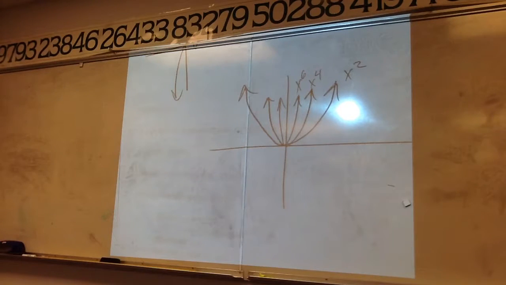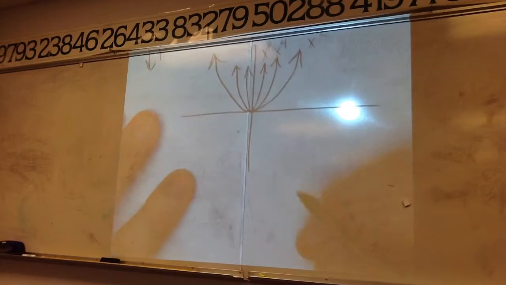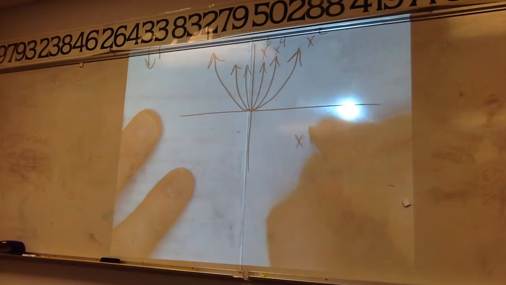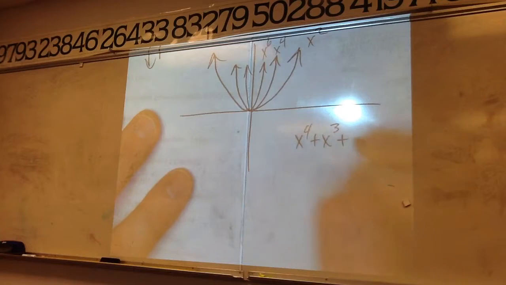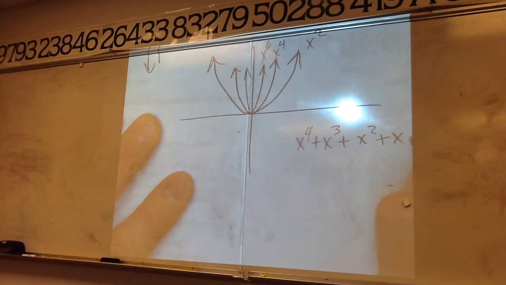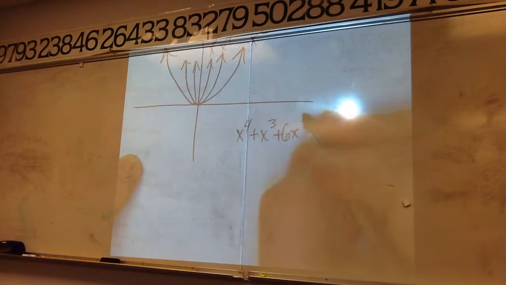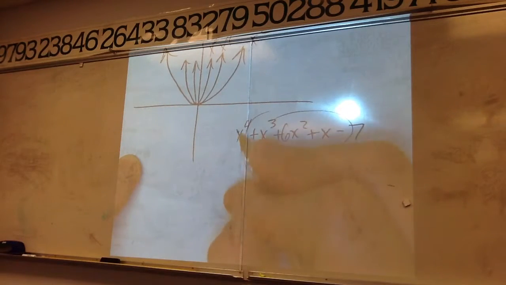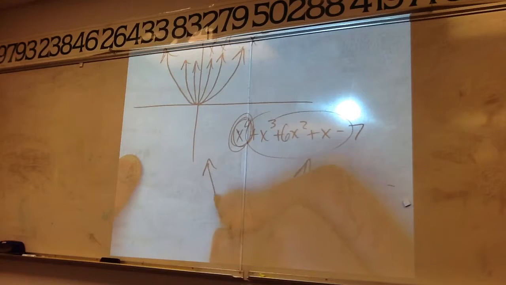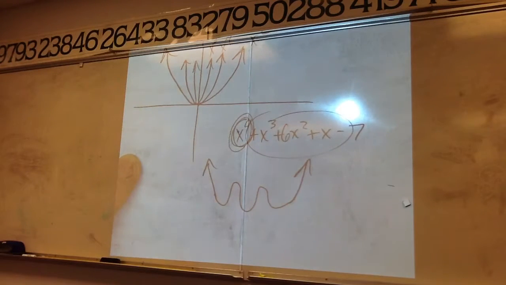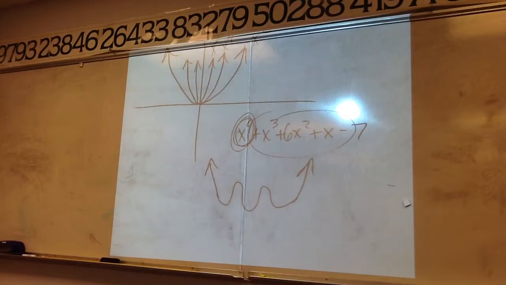You will get into crazy ones, and we will do this, where if you do x to the 4th plus x to the 3rd plus x squared plus x minus 7 or something, and you can have numbers in front of these. But if you have a bunch of weird stuff in the middle, the x to the 4th means it'll go up to the left and up to the right, but it can do squiggly stuff in the middle. So it doesn't have to be a parabola. It just means on the left it goes up and on the right it goes up.